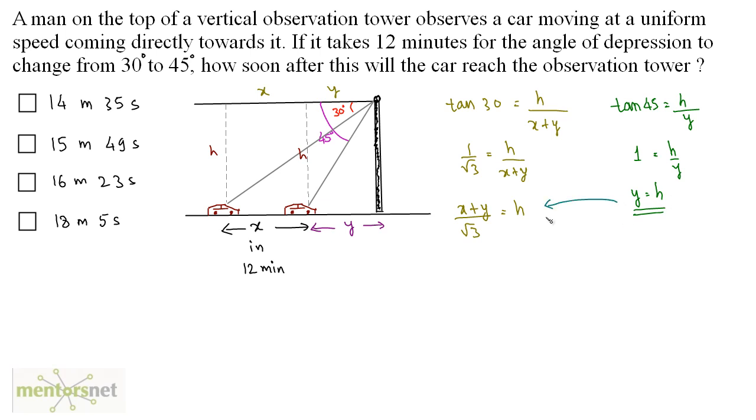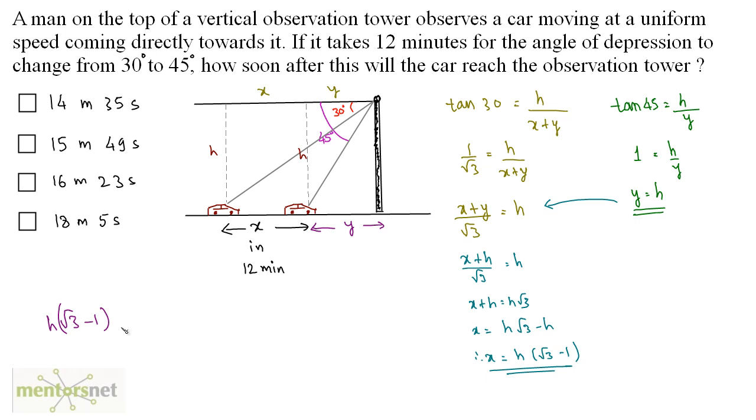Put this y here, so I get x plus h by root 3 is equal to h. So therefore x plus h is equal to h root 3, and x is equal to h root 3 minus h. Therefore x is equal to, I can take h common, so h into root 3 minus 1. So this car travels h times root 3 minus 1 kilometers in 12 minutes. That's given to us. We have represented x in terms of h.